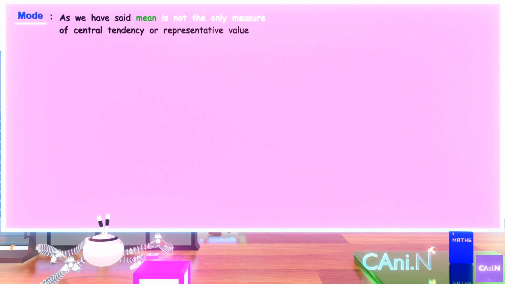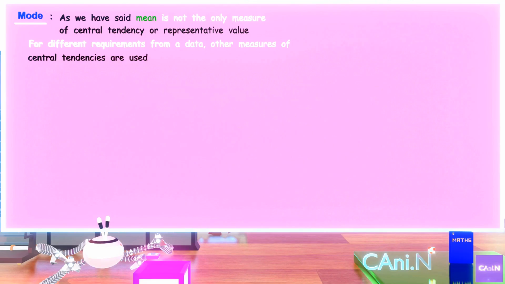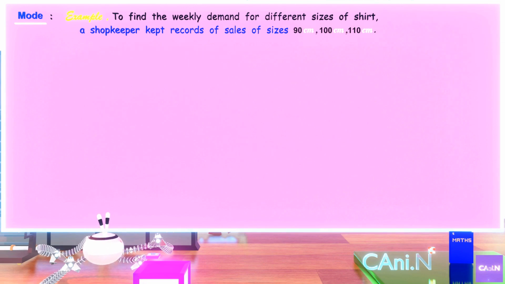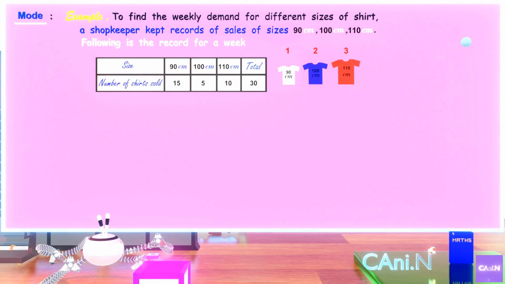Mode. As we have said, mean is not the only measure of the central tendency or representative value. For different requirements from a data, other measure of central tendencies are used. Example. To find the weekly demand for different sizes of shirts. A shopkeeper kept records of sales of sizes 90 centimeters, 100 centimeters, 110 centimeters. Following is the record for a week.